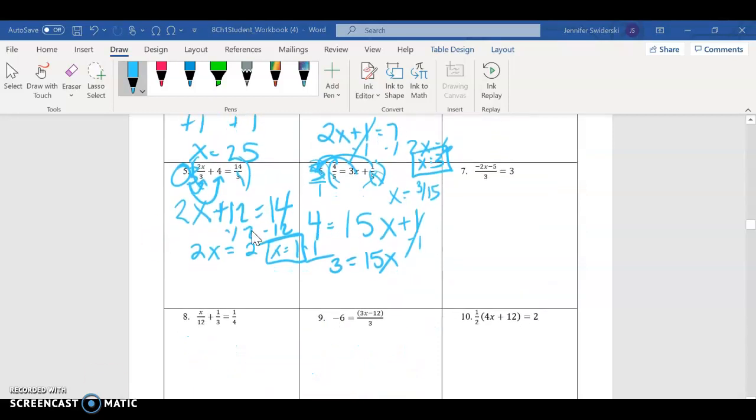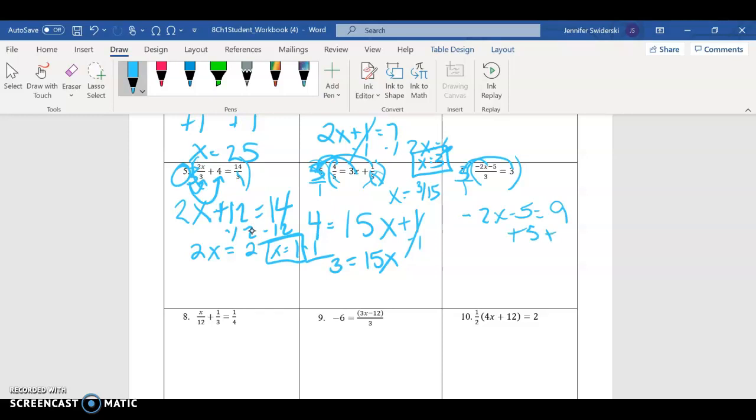Let's go ahead and try number 7. My denominator is 3, so I'm going to multiply everything times 3, up top and in the bottom. 3 times negative 2. Oh, you know what? No, because this is 3 over 1. So my diagonals cancel here, and I'm just left with negative 2x minus 5 is equal to, what is 3 times 3? Well, 9.